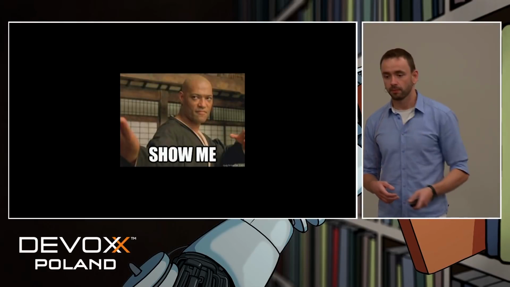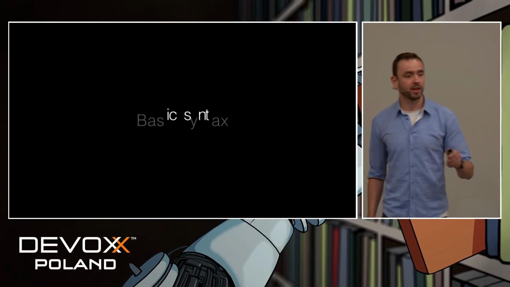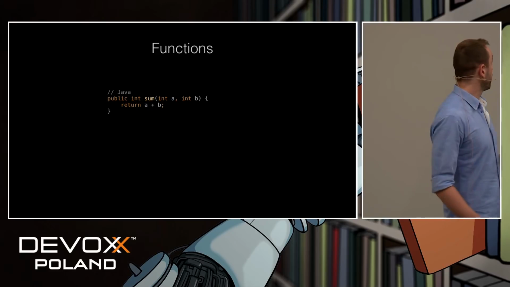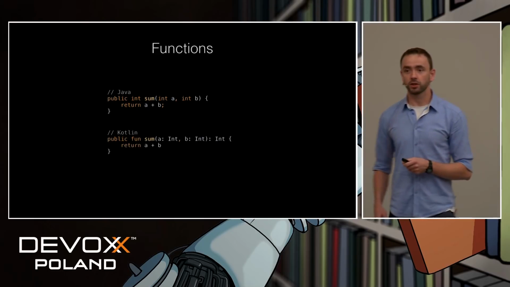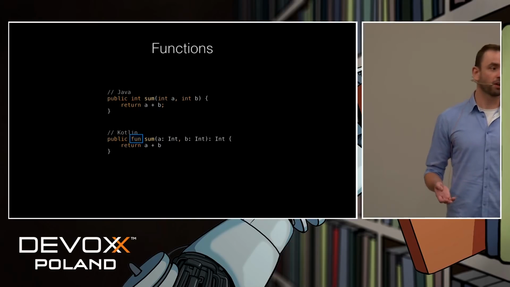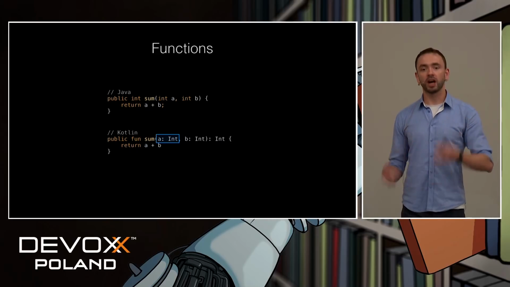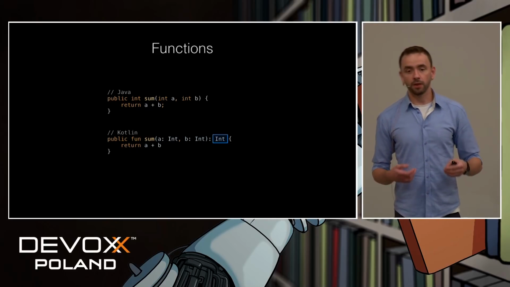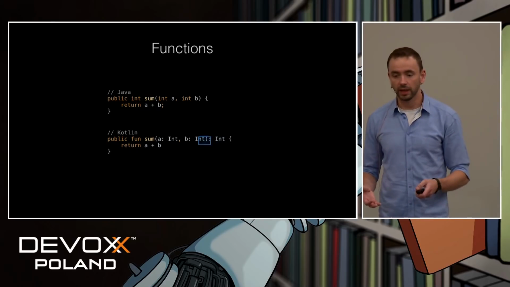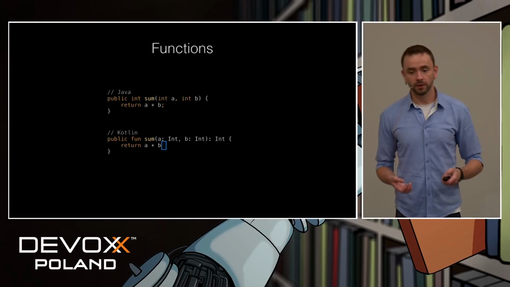So, okay, enough of the theory. Let's see how this actually looks like. So, a simple function or method in Java, the same function in Kotlin. Here we have a fun keyword, fun like function. The name goes first, and then the type of the argument, and the return type of a function goes always at the end. Semicolons are optional, but we usually don't write them.